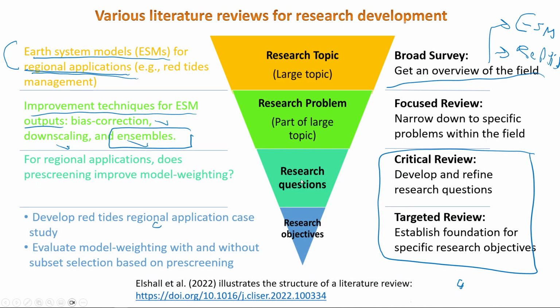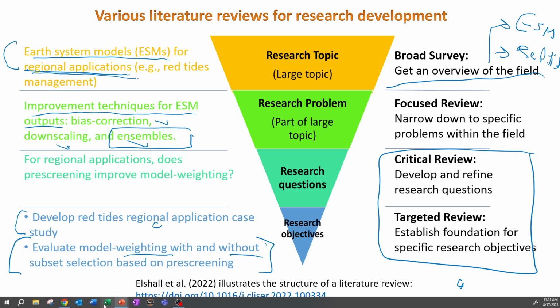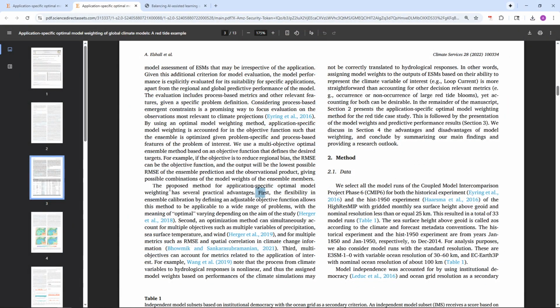So that is basically our research question and objective, a combination of the two, which is to show these advantages. So what is our research objective? It is to develop this red tide regional application case study and to evaluate model weighting, this ensemble method, with and without this new criterion that we are presenting. So in the last paragraph, I'm presenting the advantages of this method, and that's what we want to do.